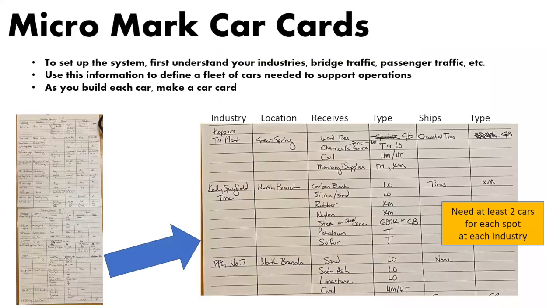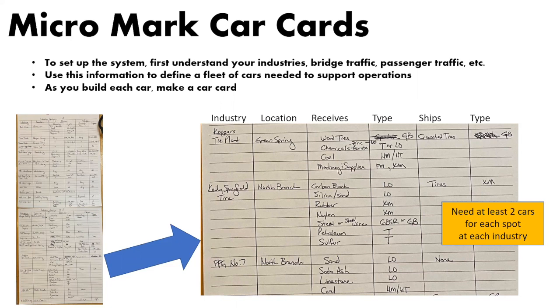So then what do you do when you find your industry? Here on the left is a list of every industry on my layout. Okay, and I blew one up for you here, the Kelly Springfield Tire Company in North Branch. The Kelly Springfield Tire Company makes tires. They ship tires in boxcars. They also ship tires in trucks, but that's not interesting to us. Okay, but what it receives: carbon black, which is a sooty type of black powder, silica, rubber, nylon, steel, petroleum, and sulfur. And then what sort of cars they come in.